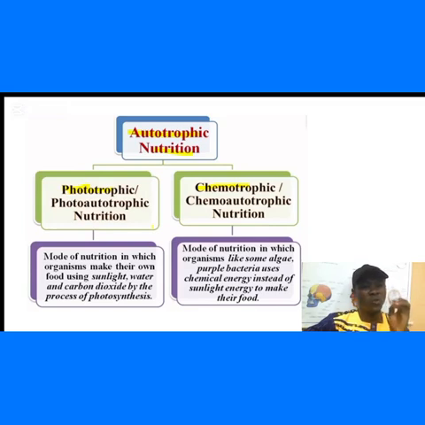Let's talk about the autotrophic now a little bit in detail. As we have it here, it is the mode of nutrition in which organisms make their own food using water and carbon dioxide in the presence of sunlight through the process called photosynthesis. So what is photosynthesis? Is the process by which green plants manufacture their own food using water and carbon dioxide in the presence of sunlight.